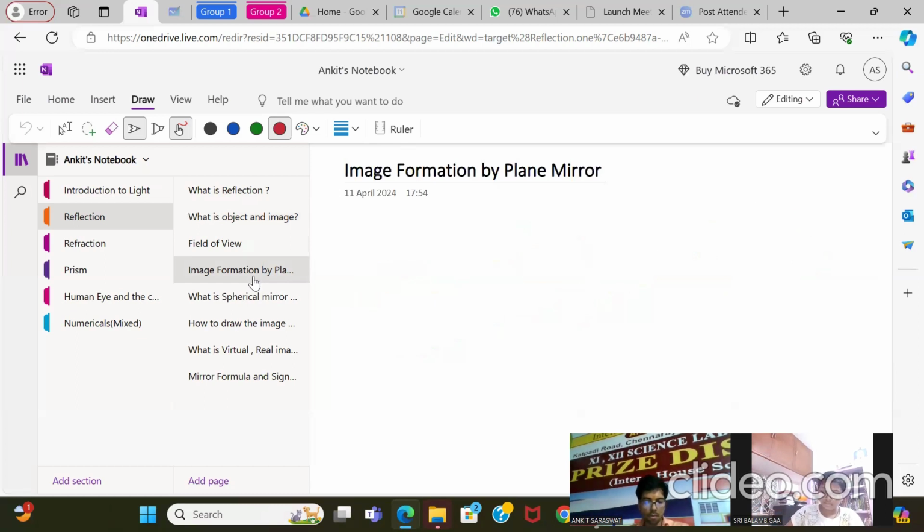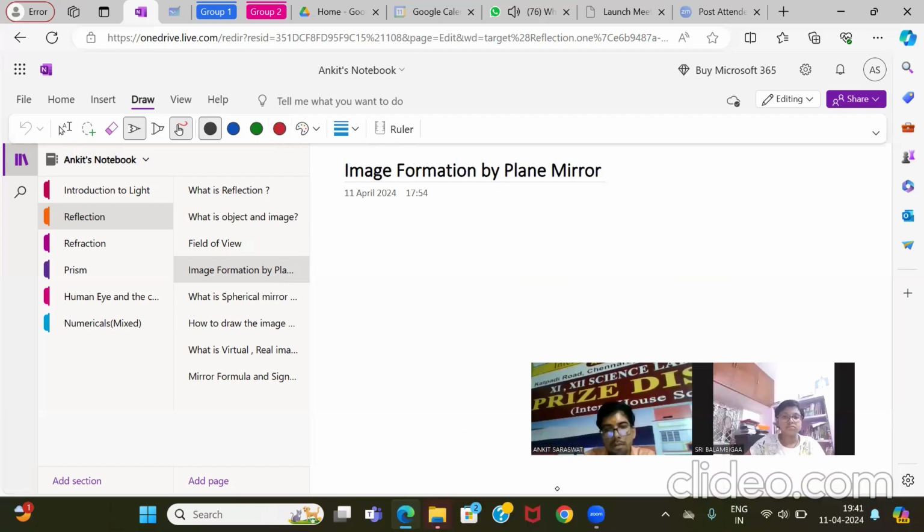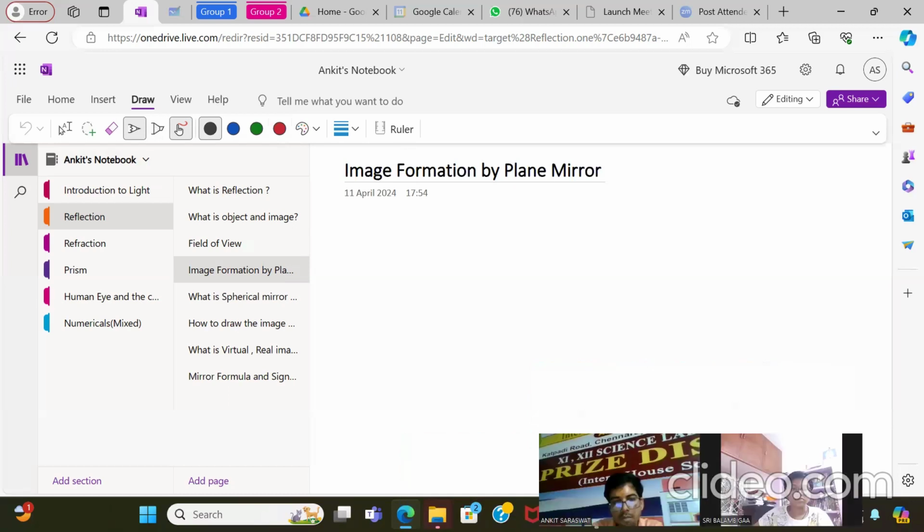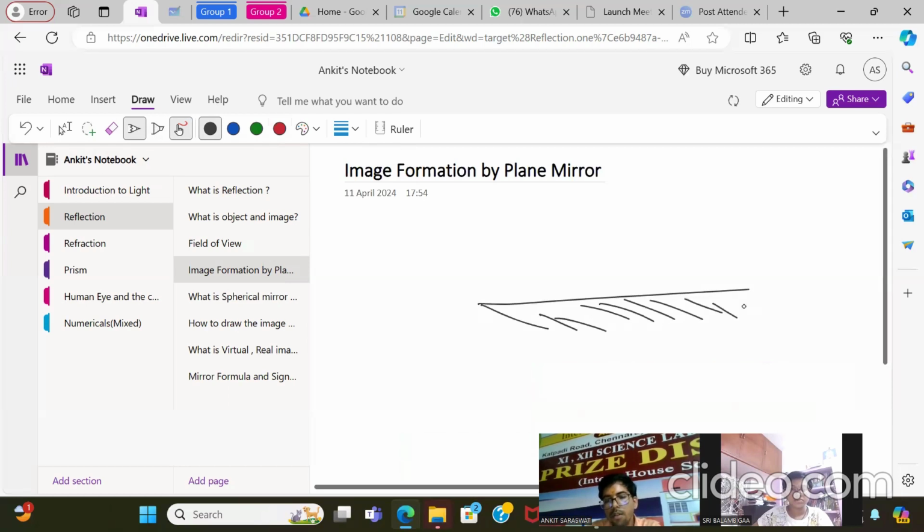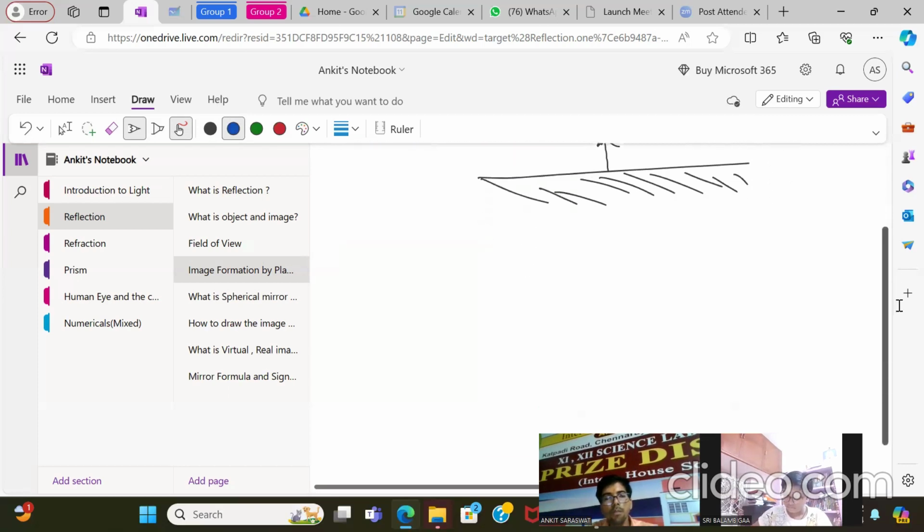Write down this topic, image formation by plane mirror. Now, first of all, before that, I just want to ask, tell me this. If this is a plane mirror and light is incident like this, will there be any reflection? There will be reflection in the same path of the incident ray. Very good. What is the angle of incidence? 0. Very good. Reflection? 0. I think this point is clear. Yes, sir. Now we will understand image formation by plane mirror.